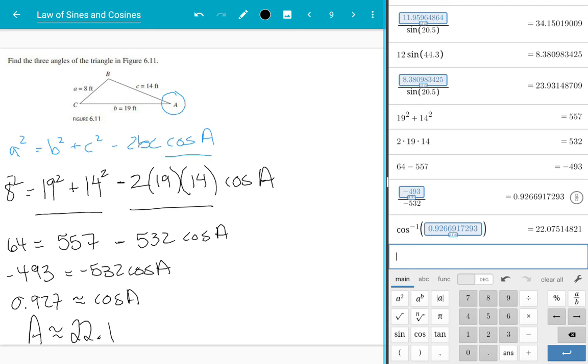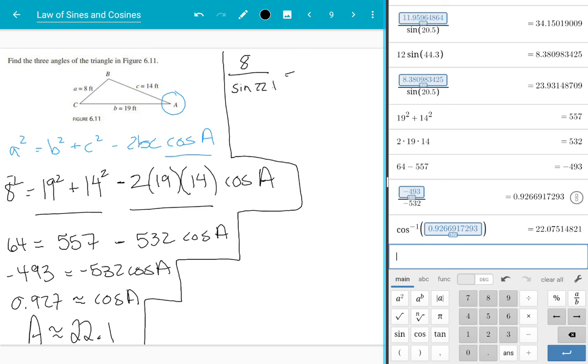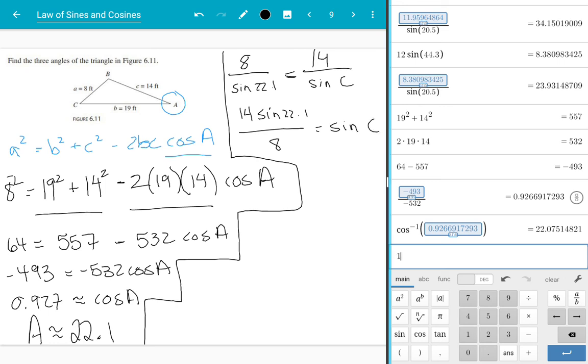Now that you have A, you can law of sines the rest of it. So we don't need to do anything else in terms of law of cosines. If we're going to use law of sines here, it's going to be 8 over the sine of 22.1, and that's going to be equal to, you pick one of the two sides, it doesn't matter, let's go with 14 over the sine of C. So we're going to have 14 sine 22.1 over 8 equals sine of C. Let's figure out what that ratio is.